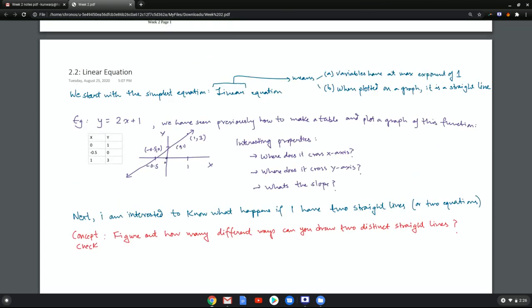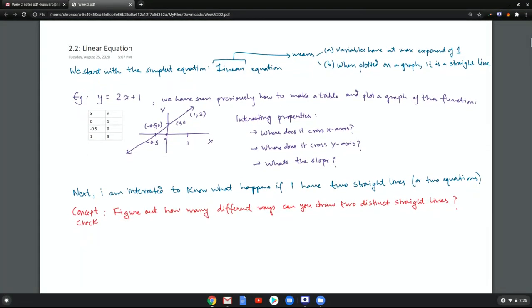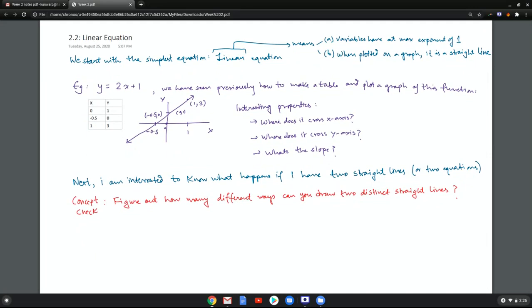Okay, let's start with the simplest example, which is a linear equation. Usually when you're learning something new, you want to understand what each of the words mean. We've already seen what equation means. The term linear means one of two things. It means that the variables have at max an exponent of 1, so things like x, y, or just numbers. And secondly, when plotted on a graph, it is going to look like a straight line.